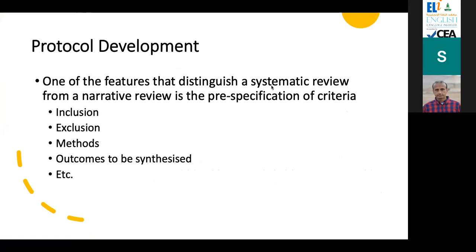One thing that distinguishes a systematic review from a narrative review is the criteria: what we can include, exclude, the methods, and the outcomes to be synthesized. We have already talked about these ideas earlier, in the diagram that I was discussing.